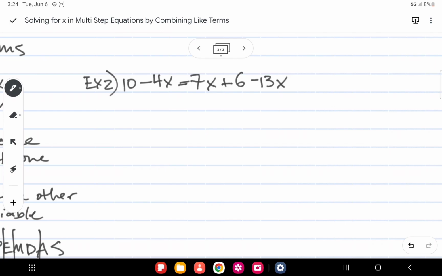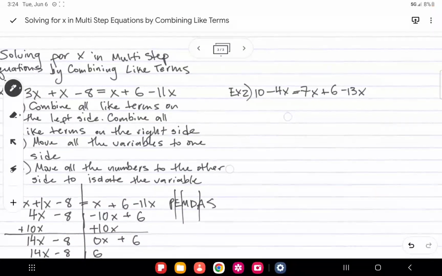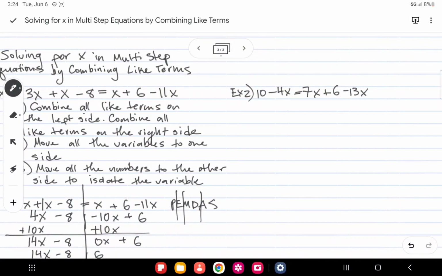So let's solve this. First step, combine all like terms. So, do we have any like terms on the left side? Do we have another number by itself, such as 10? No, we don't, because if we draw the wall, there's no other number. There's a negative 4x. Now, so let's forget about the 10 for now and move on to the negative 4x. Is there another x on the left side? The answer is no. So we will just leave the left side alone for now.